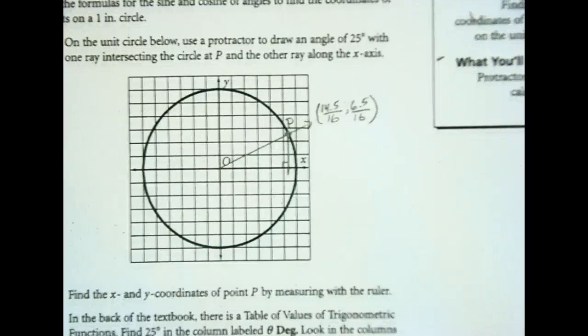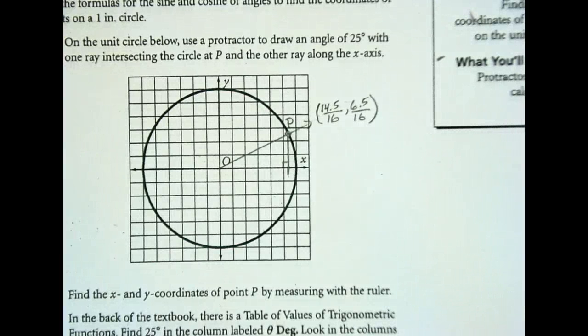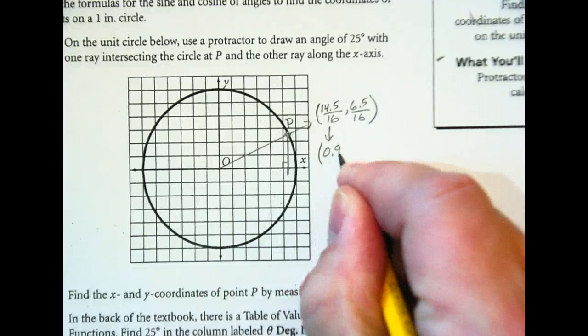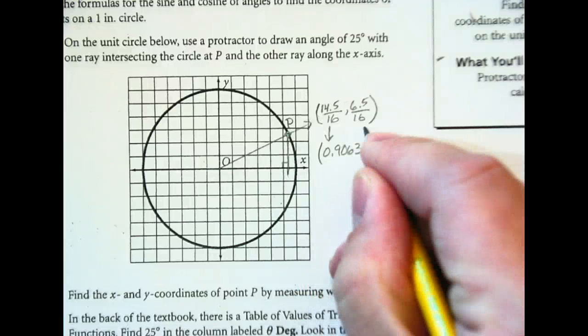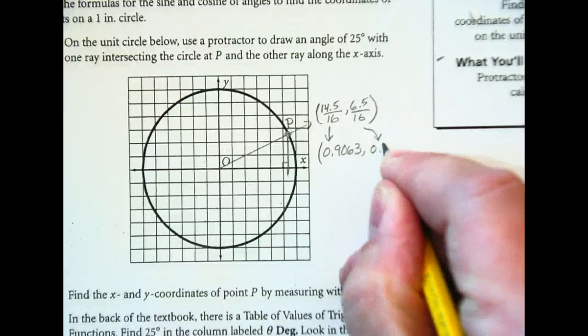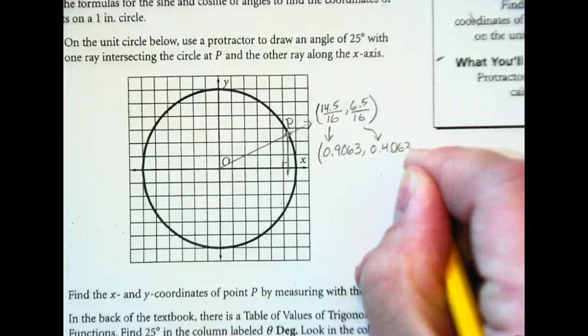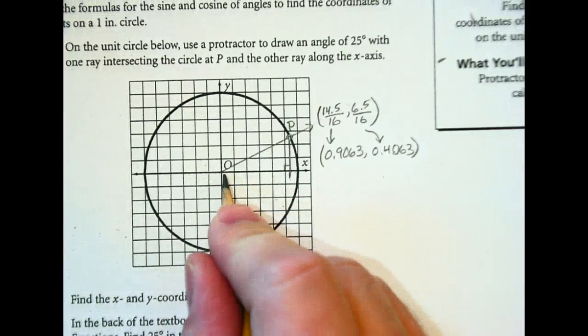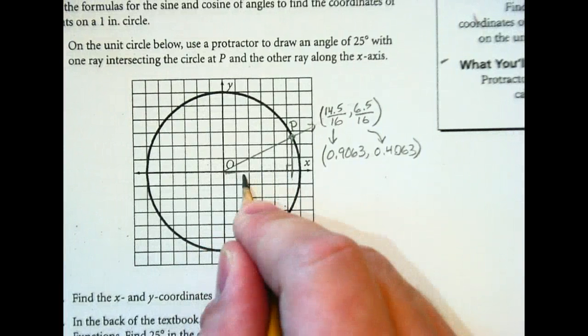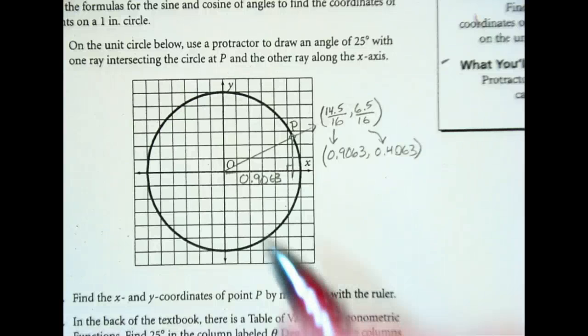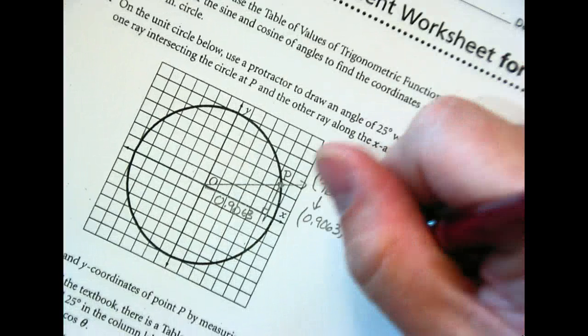Cool? All right. Change it to decimal form for me, out to the 10,000s, 4 decimal places. What does that make this? 0.90623. Okay. How about this one? 0.4063. Okay, very good. All right, so we're saying that this length right here has a length of 0.9063. Okay, and I'm going to run out of room on this one. I'll use my pen. 0.4063.